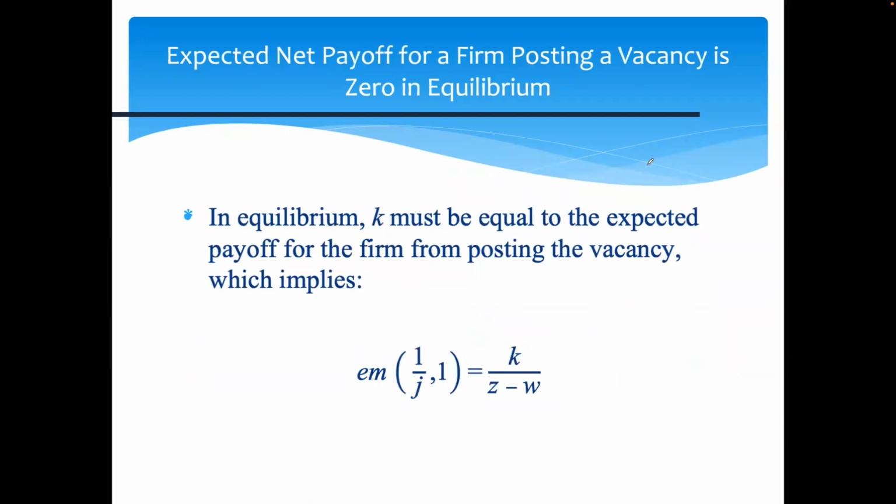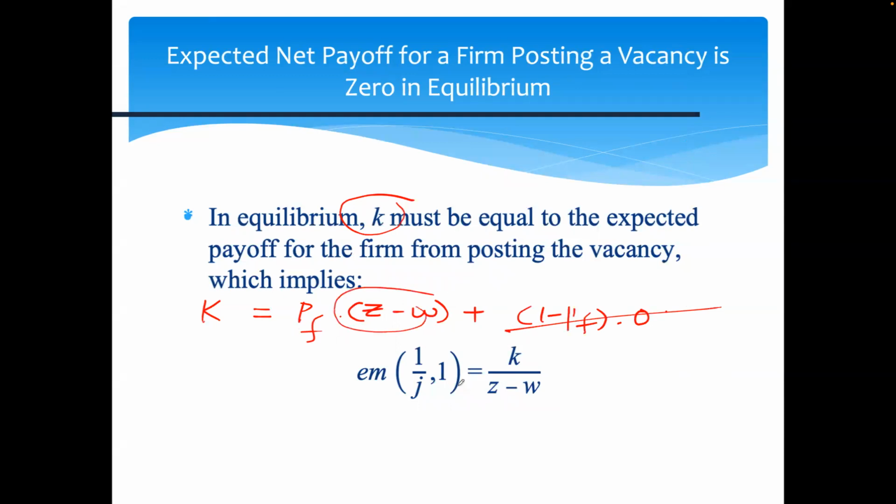Now, what is the firm going to do? They make sure that K, the cost, equals the expected payoff. The payoff includes two things: with PF, the match, they get Z minus W, and with 1 minus PF they get 0, since nothing works out. So we can ignore this part, and then move this to the left-hand side, giving this equation.